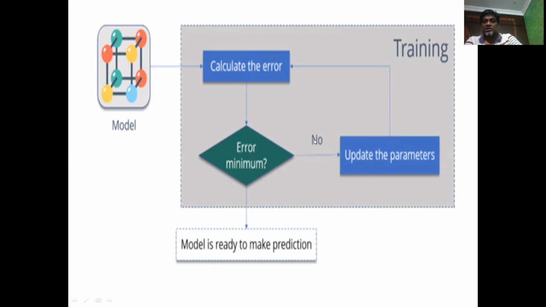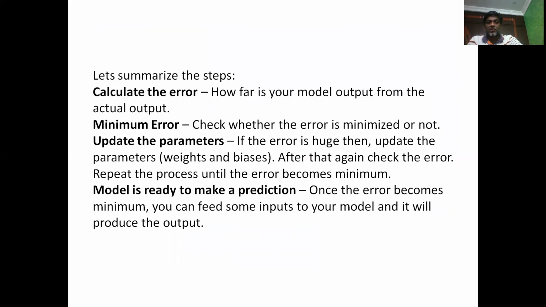And this process is called the training process of your model. Once the training process is successful, we can say that our model is ready to make predictions. So this is how it works: the training process is done with the help of the backpropagation algorithm. This is a summarization of the steps involved in the training process of our model.